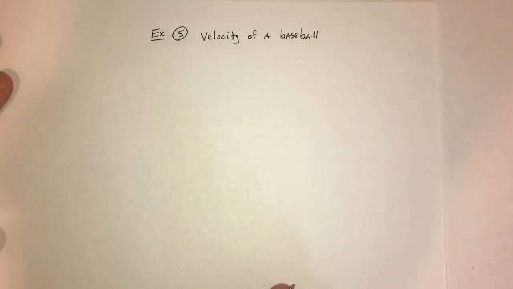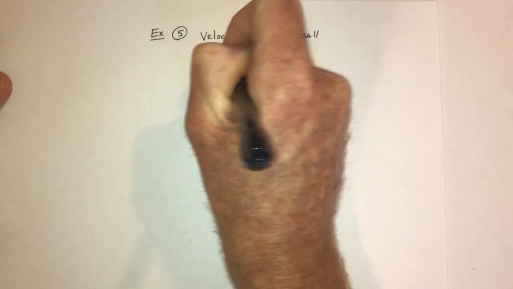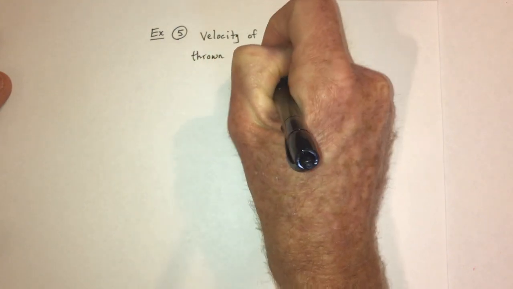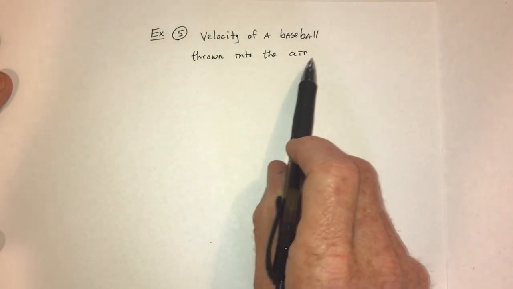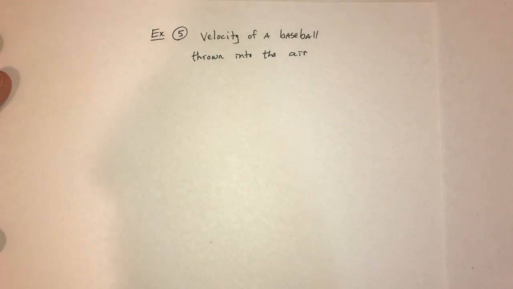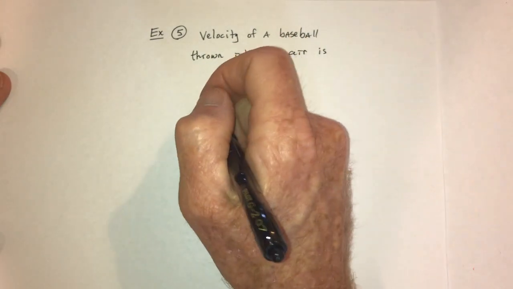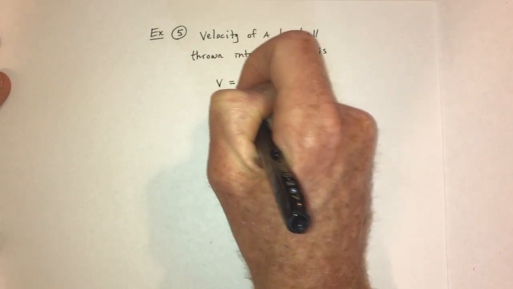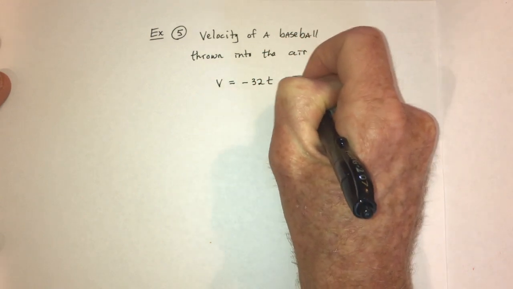Suppose you know the velocity function of a baseball. So the velocity of a baseball thrown into the air. I was just going to take a shortcut. Instead of saying thrown into the air, I was going to say throw it up, but throwing up a baseball sounds very painful. So instead, throw it into the air. Is given by velocity equals -32t plus 50.